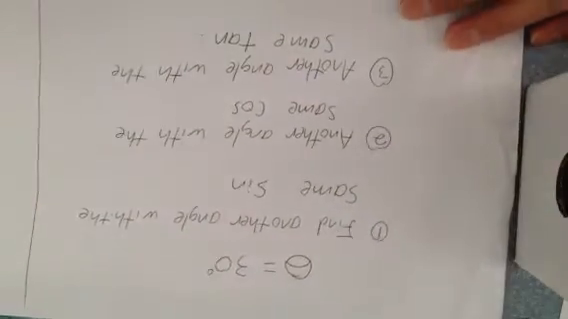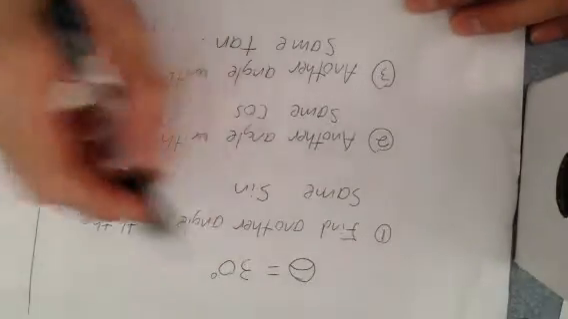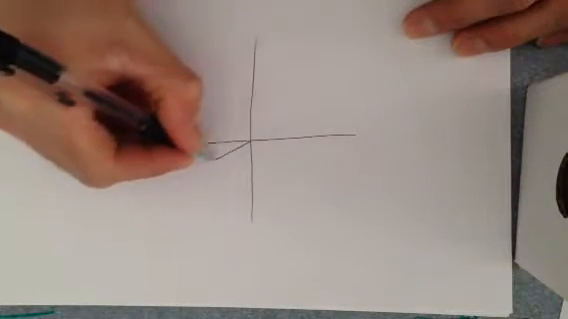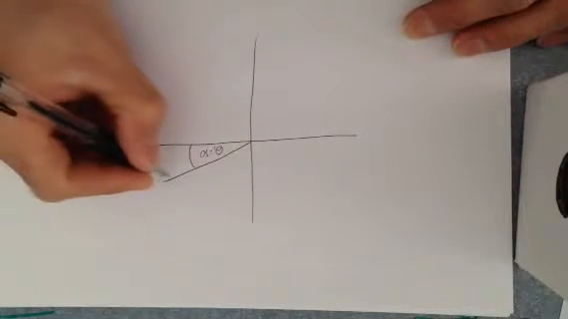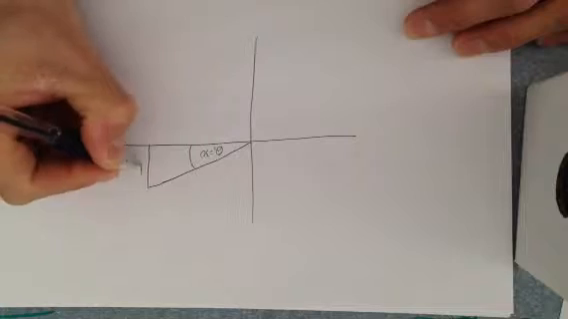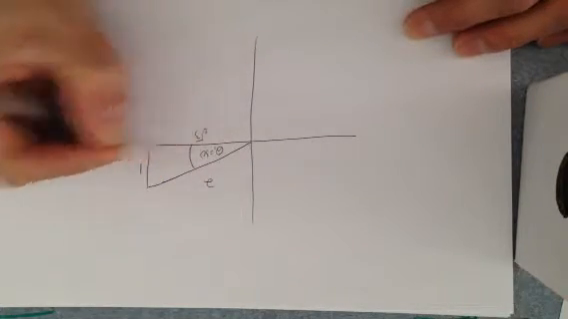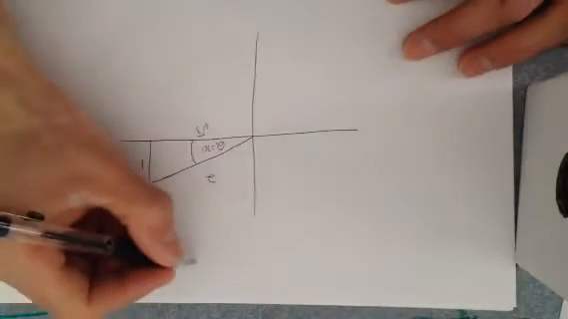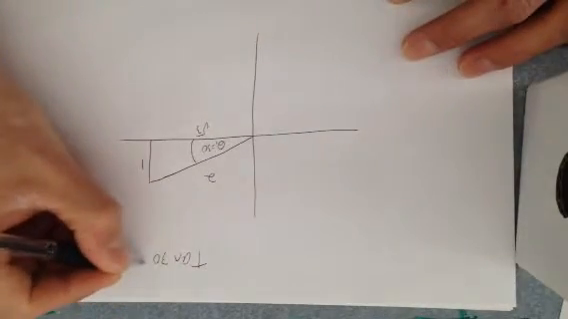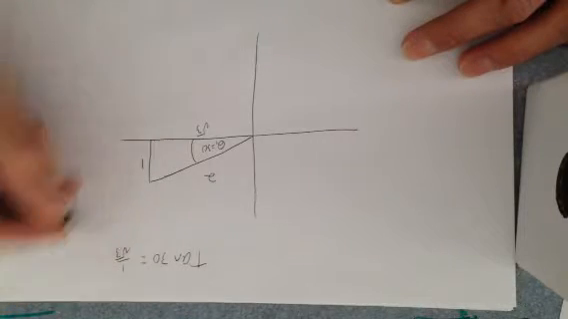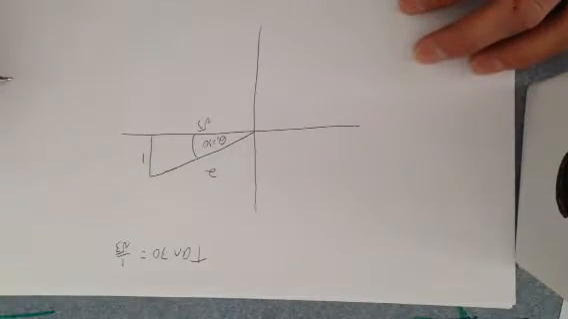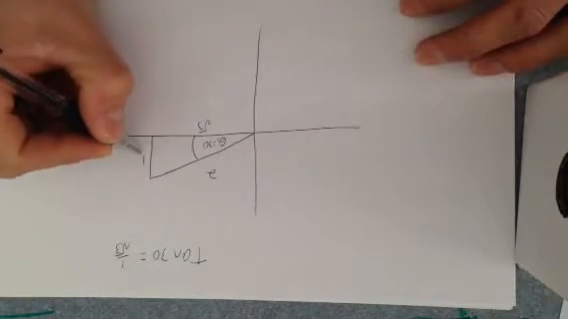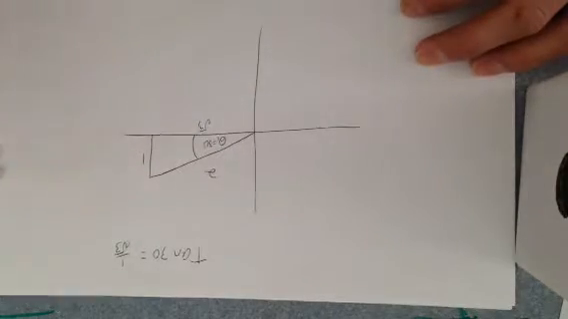Now the third part of our question. Find another angle with the same tan as 30 degrees. So theta 1 is 30 degrees right here. This is 1, 2, and root 3. The tan of 30 degrees is 1 over root 3. It is the y value divided by the x value. Notice that that's positive. It's positive because we're taking a positive value and dividing by another positive value.